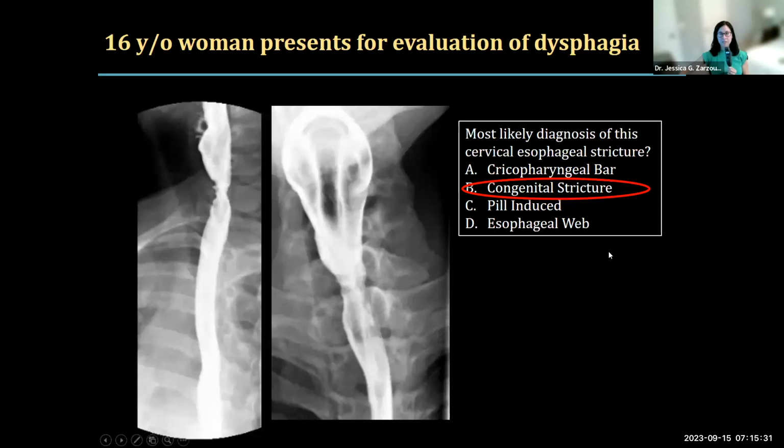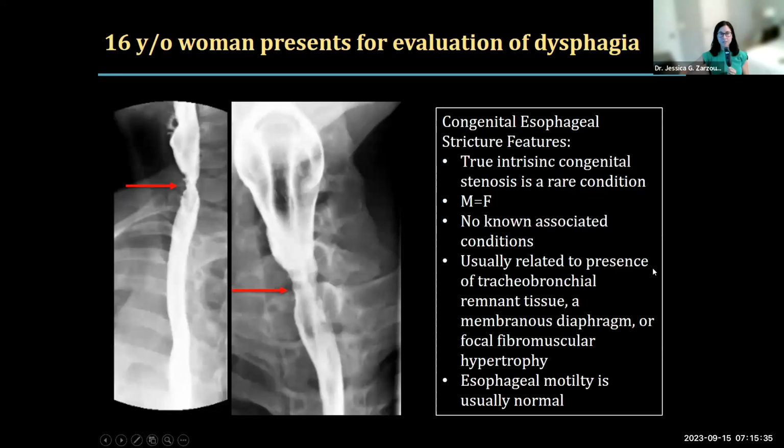And esophageal webs, again, are these thin mucosal bands that occur in the cervical esophagus. So congenital strictures are fairly rare, but they're going to occur in the younger age population. They may have some other related abnormalities associated with them. Esophageal motility is normally normal in these patients. So it's just this focal stricture in this younger population.